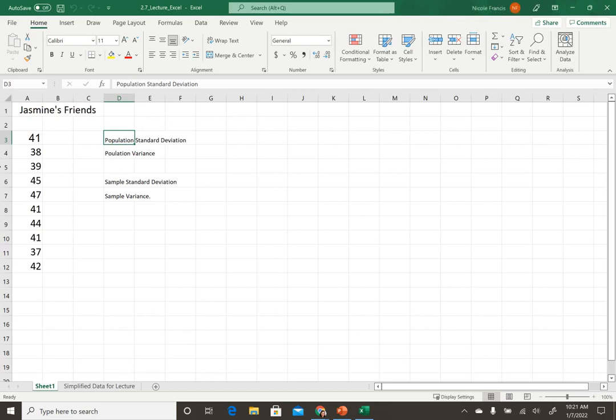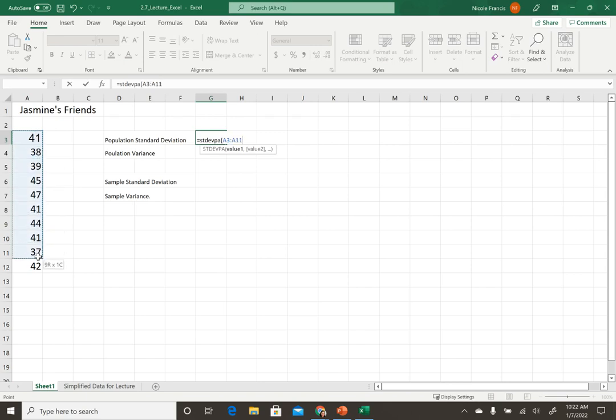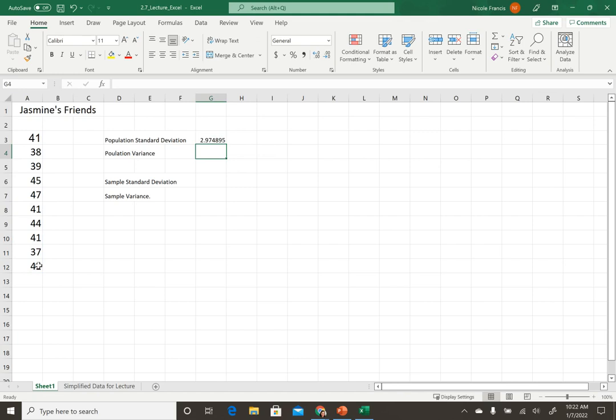All right, so here is an example of Jasmine's friends, and we're going to calculate the population standard deviation and the population variance first. Okay, so we're going to do these right here. So we're going to go equals standard deviation. I don't know why I did standard deviation first, but that's okay. STDEV.P for the whole population. You select all the values, and then you close your parentheses. Enter. There's our population standard deviation.